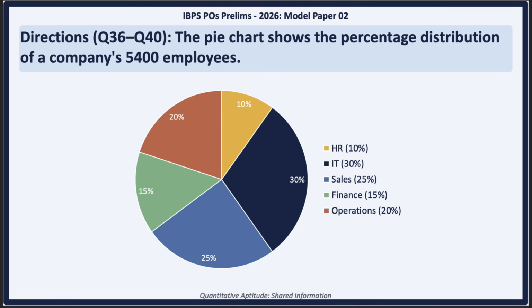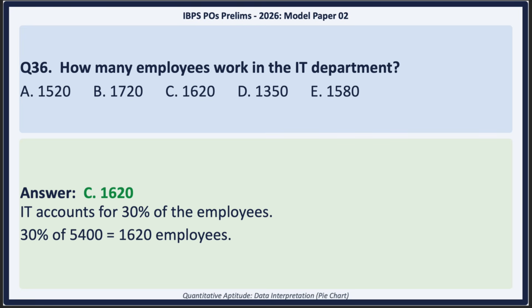Visual data requires a slight shift in strategy. The chart shows 5,400 total employees distributed across 5 slices. IT has 30%, sales 25%, operations 20%, finance 15%, and HR 10%. So question 36 asks a direct question. How many people work in the IT department? That is straightforward. IT is 30% of 5,400, which gives us 1,620 employees.